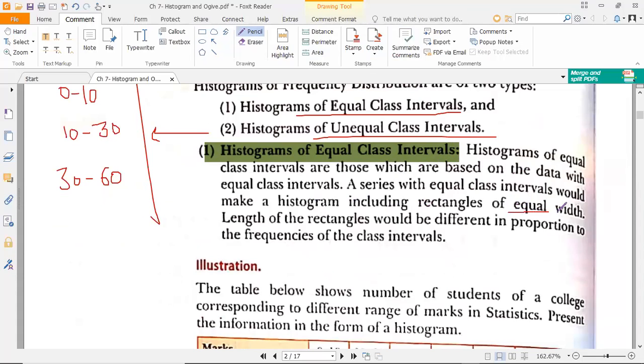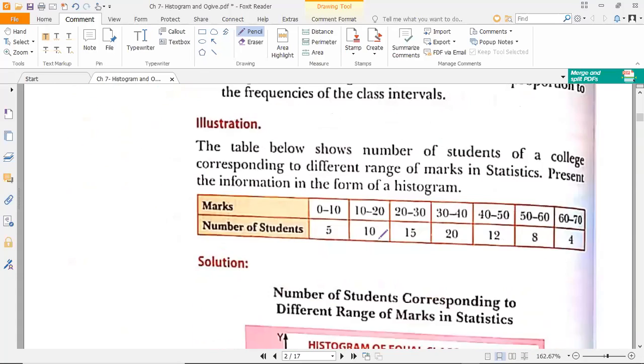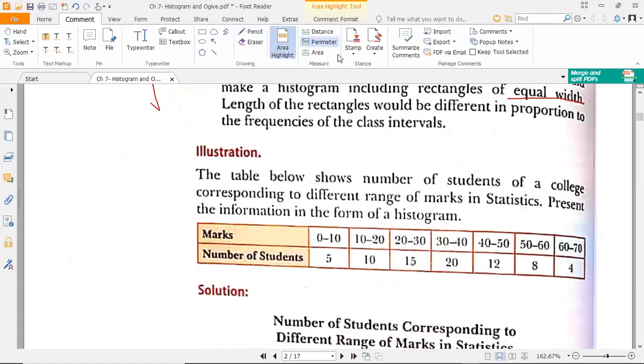So this is something important, guys, over here. When the class intervals are equal, the width of the rectangles would be equal. The length of the rectangles would vary based upon the frequencies. If the frequencies are more, the length would be more, and if frequencies are less, length would be less. So this is what is going to happen. Like for example, we have got this illustration with us.